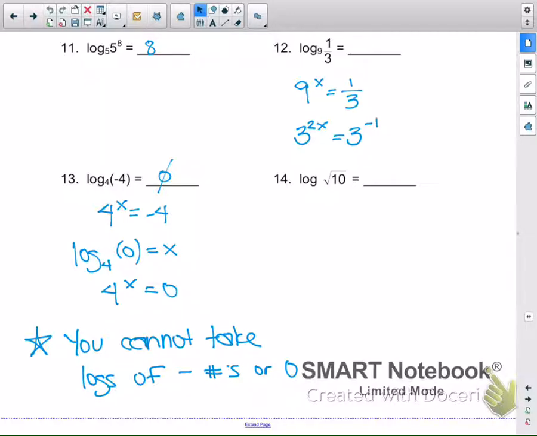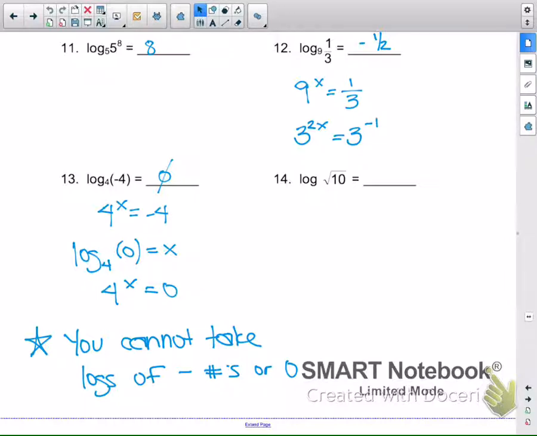What do you end up getting for 12? Negative 1/2. Because the square root of 9 gives me 3, but if I want it 1 over 3, it has to be a negative to make it a fraction. But again, I rewrite with a common base there and solve that. It's much easier to me.